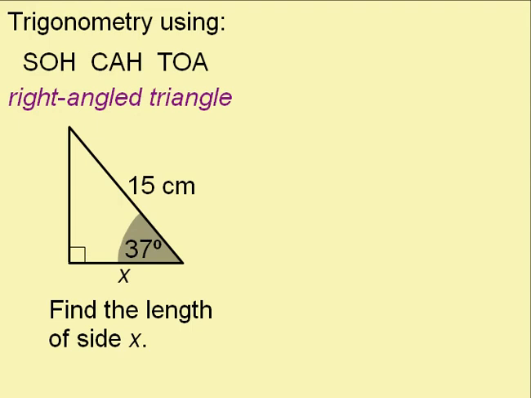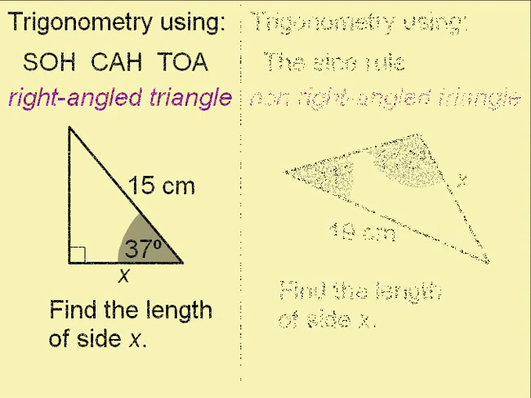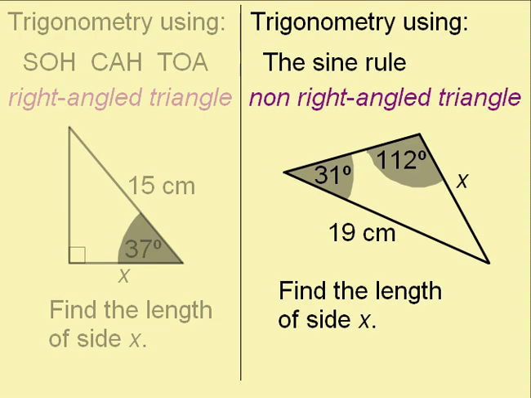We know that if we see a right-angled triangle set up like this, we can use trigonometry to find a missing side or a missing angle. In this clip, we're going to be looking at using more advanced trigonometry to find missing sides and angles in non-right-angled triangles. In particular, in this clip, we're going to focus on using something called the sine rule.